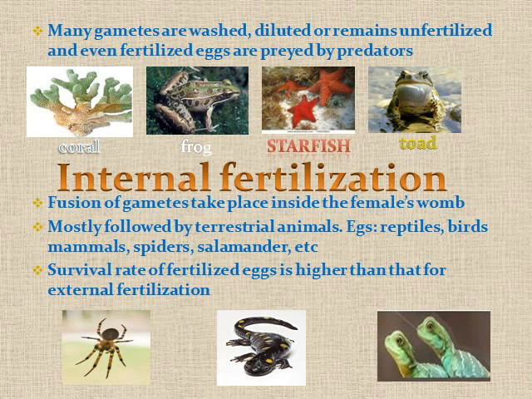Now let's discuss internal fertilization. This type of fertilization is the fusion of the gametes that takes place inside the female's body. And in contrast with external fertilization, internal fertilization is mostly followed by terrestrial animals like reptiles, apes and mammals. And the survival rate of the fertilized eggs is higher in internal fertilization than in external fertilization.